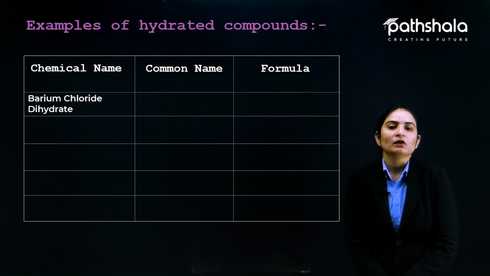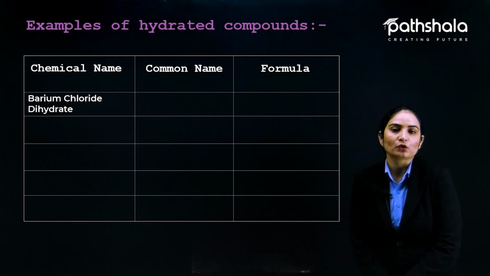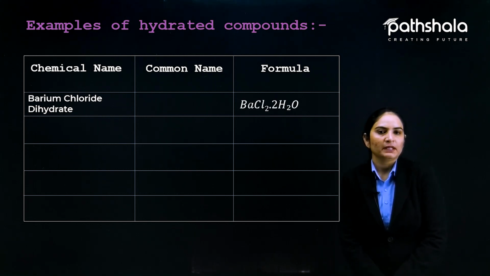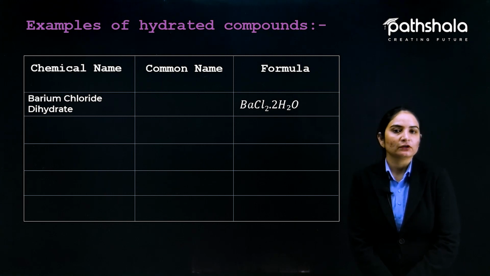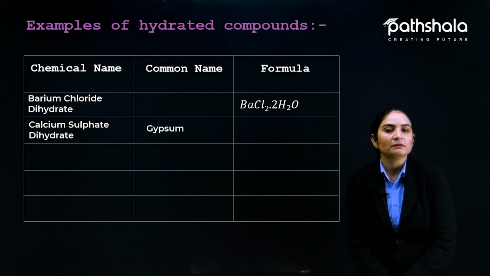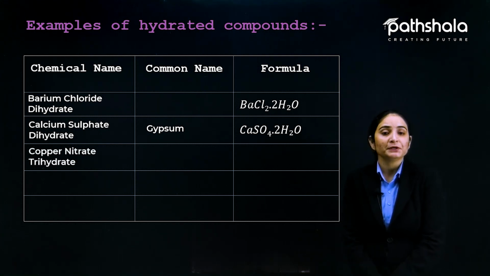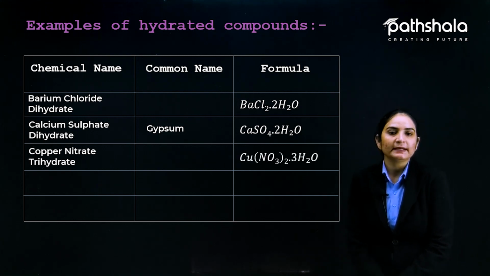First of all, the chemical name of the hydrated compound is barium chloride dihydrate. It does not have any common name. The formula is BaCl2·2H2O. This is a kind of hydrated salt. Another example is calcium sulfate dihydrate, a very important salt. The common name is gypsum and the formula is CaSO4·2H2O. We need to remember the common name, gypsum. Next is copper nitrate trihydrate, Cu(NO3)2·3H2O.